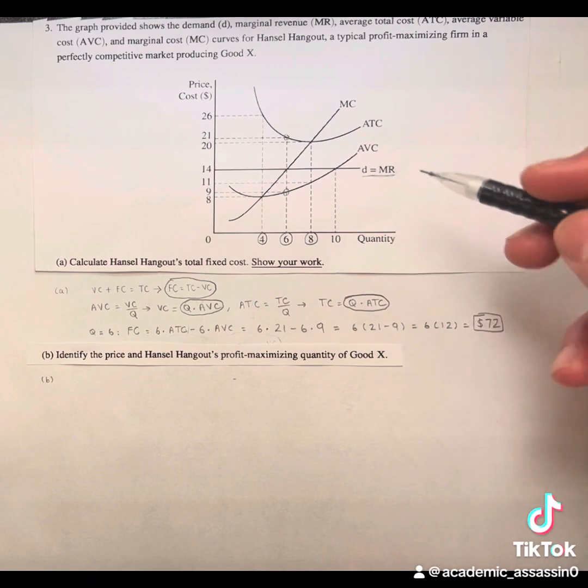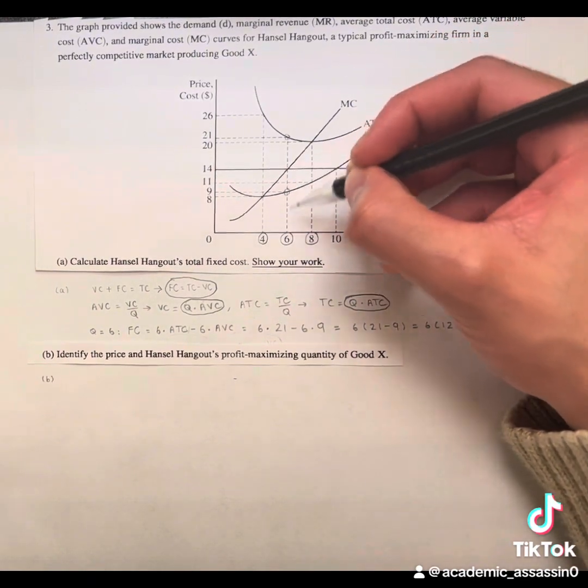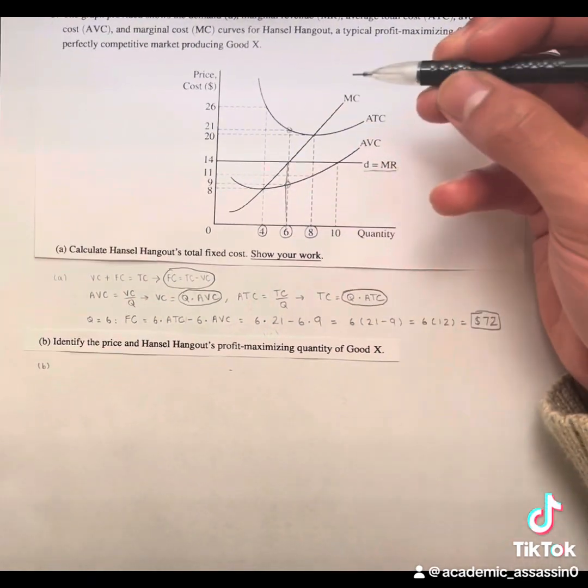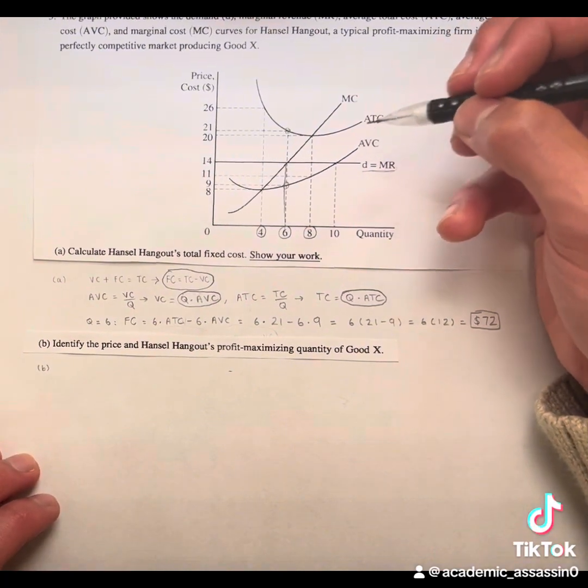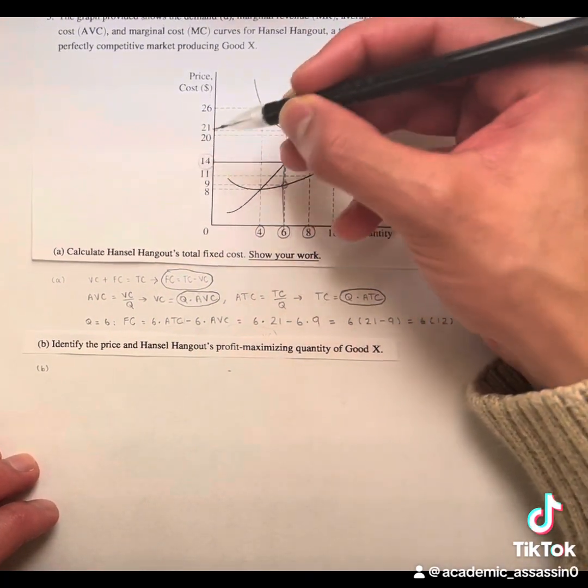For part B, because we know this firm is profit maximizing, we use the rule for quantity, MR equals MC. These curves intersect at a quantity of 6, and because our demand curve is our marginal revenue curve, our price is just $14.